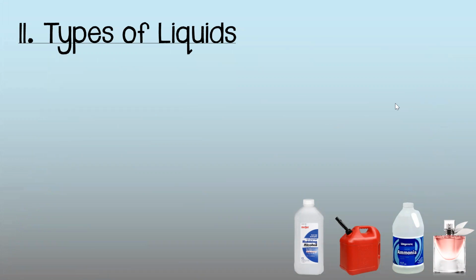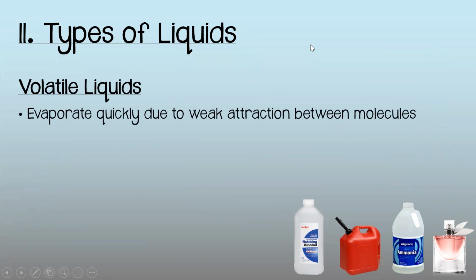Part 2 of this section is types of liquids. There are two main types. Volatile liquids are ones that evaporate quickly due to weak attraction between molecules. These are usually easy to smell as well, because the smell comes from the evaporation of the liquid into a vapor that we can smell.